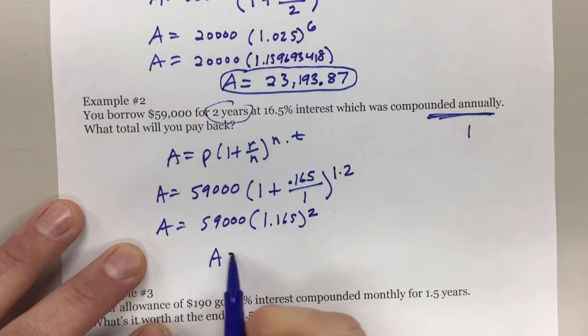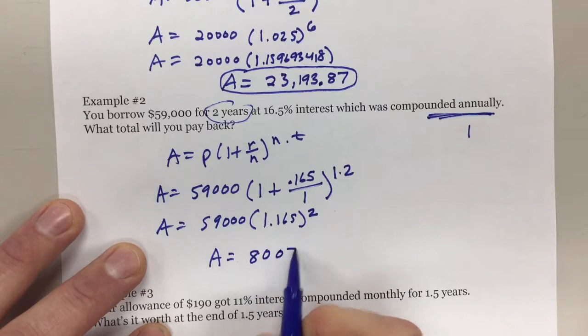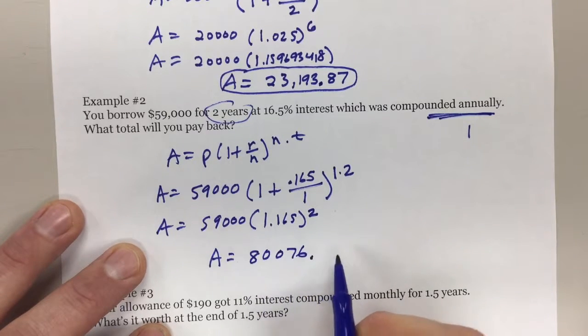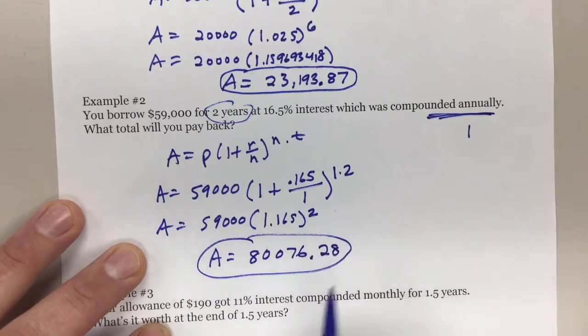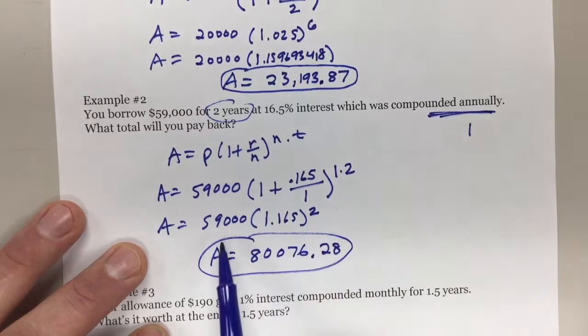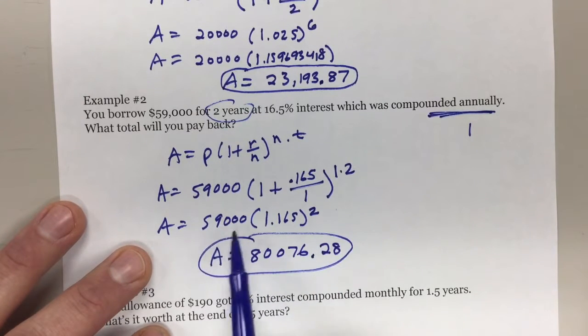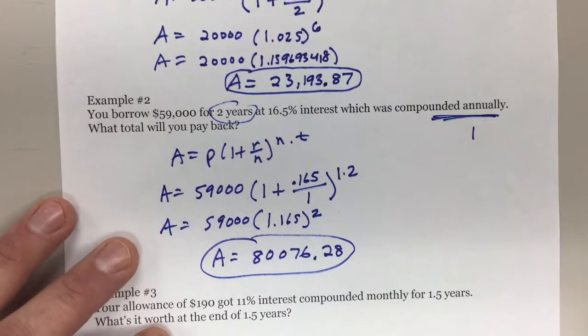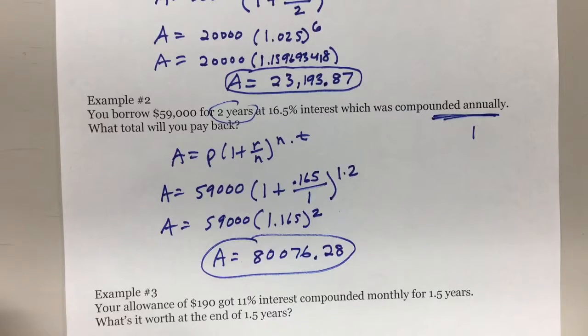And I get $80,076.28. So you can see, with that high interest rate, like a credit card would give you, even though your original purchase was $59,000, you're going to end up paying back almost $80,000, or a little over $80,000. That's why with credit cards you've got to be really careful. They're not a good deal.